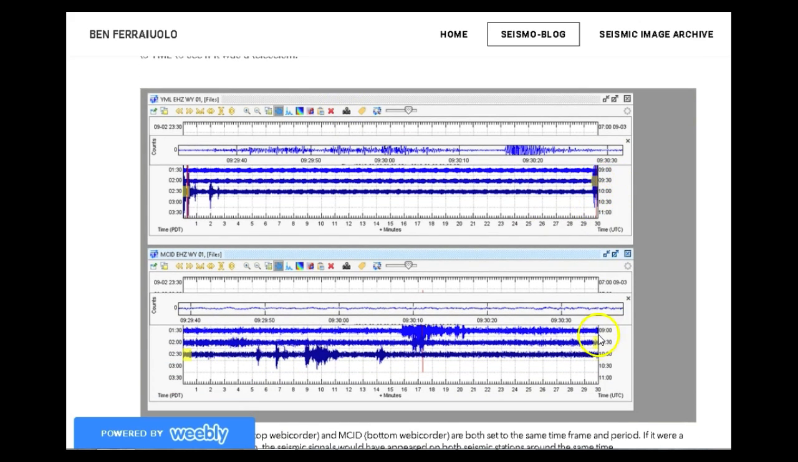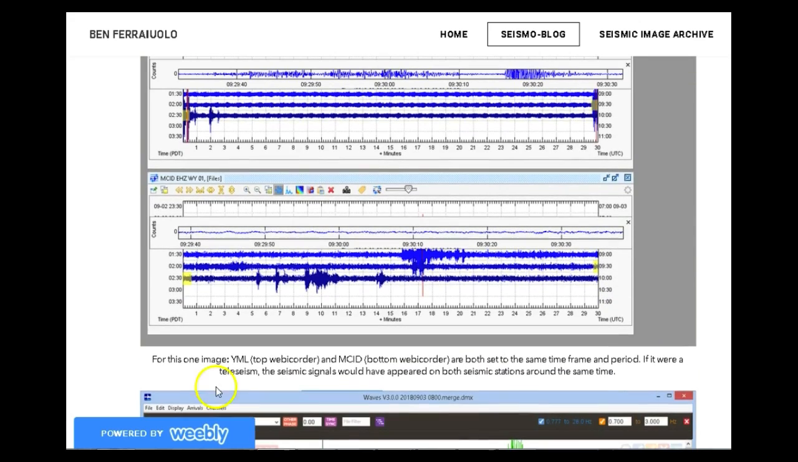Nope, doesn't look like it. It's the same time period and time frame. Nope, doesn't show. For this one image, YML is the top web recorder and MCID is the bottom web recorder, both set to the same time frame and time period. If it were a teleseism, the seismic signals would have appeared on both seismic stations around the same time, since these stations are not too far from each other. I mean, they are pretty far from each other, but in regards to a teleseism and a distant earthquake, they're not that far from each other.